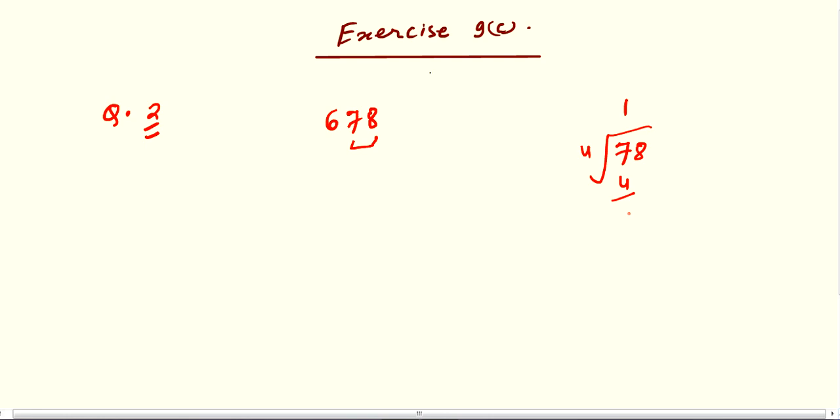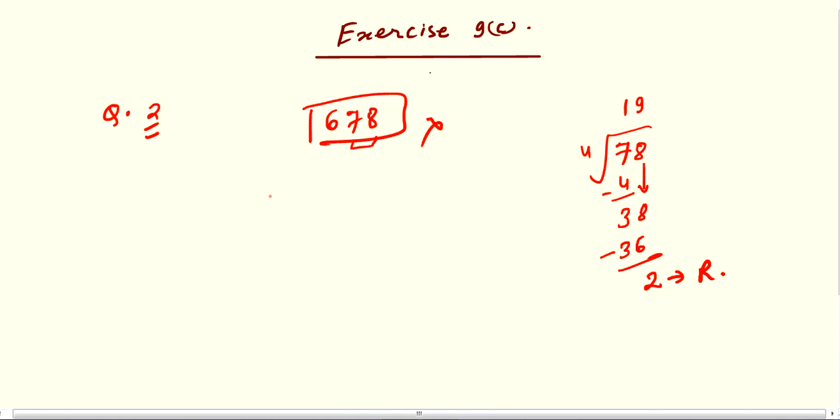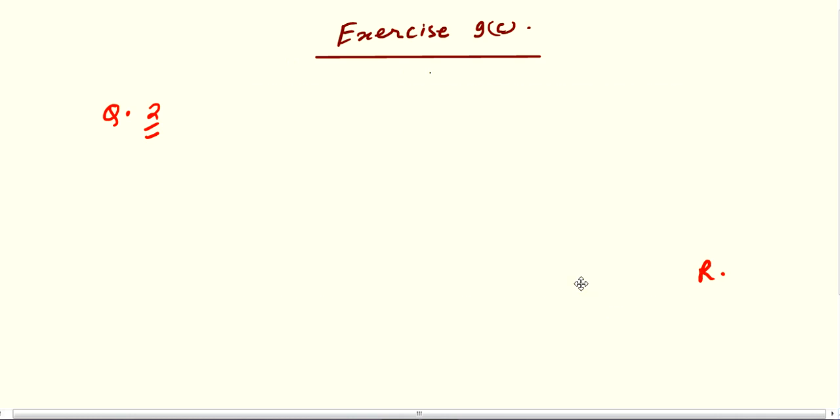4 1 ja 4, then remaining 3, then bring it down, then 4 9 ja 36, remaining 2. As you can see, we are having remainder 2. That means 678 is not completely divisible by 4 because we are getting remainder 2. So this number is not divisible by 4. One more question from question number 2.